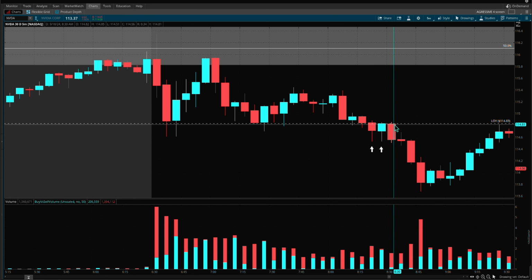Finally, we get a close below. Nice sell-off candle here. And this is where me and my friend Alias like to enter on candles like these.